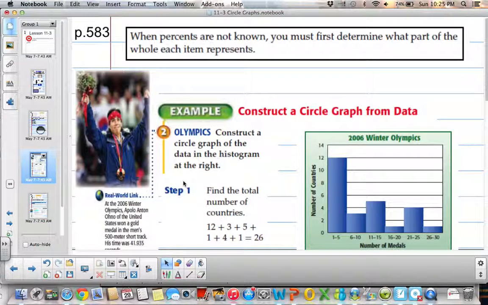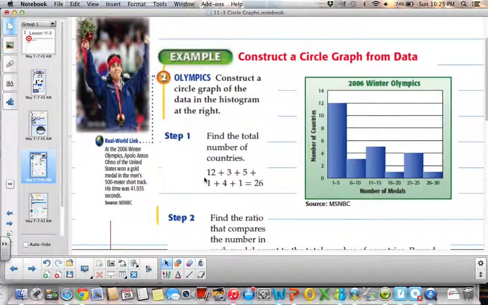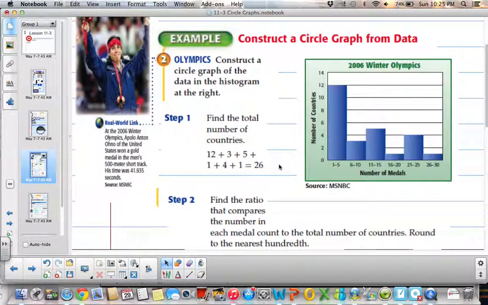Okay, so when percents are not known, we first must determine what part of the whole each item represents. So construct a circle graph of the data in the histogram at the right. If we want to construct a circle graph, we have our data. Remember, we need to know percents. So we would find the total number of countries.